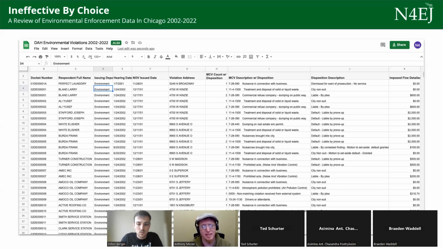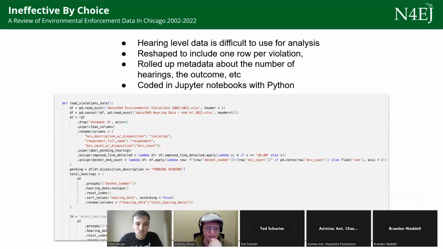And so the next thing that I did, I think you can go to the next slide, is I had to kind of reshape it. And I do like data stuff and coding or whatever. And so in this case, I did a little bit of Python. And what I did is I kind of rolled it up. So I would say, okay, I want 1 row for every violation that got prosecuted. And I want to know, how many hearings there were, when was the first one, when was the last one, what was the final outcome, was there a fine, all that kind of stuff.